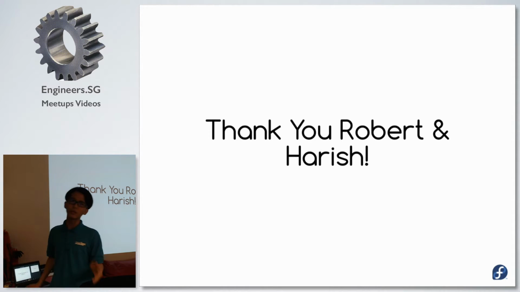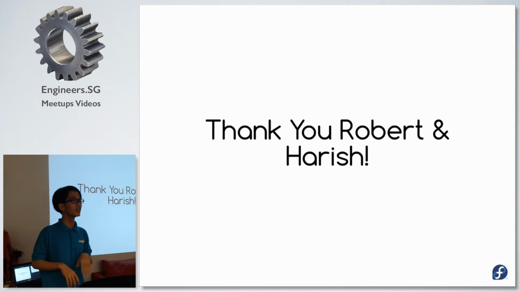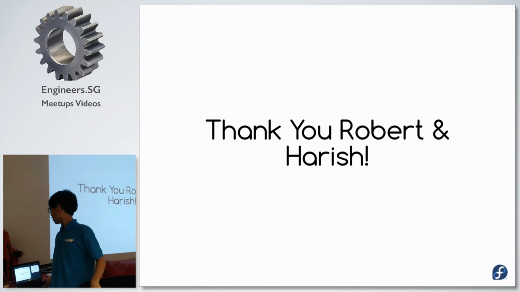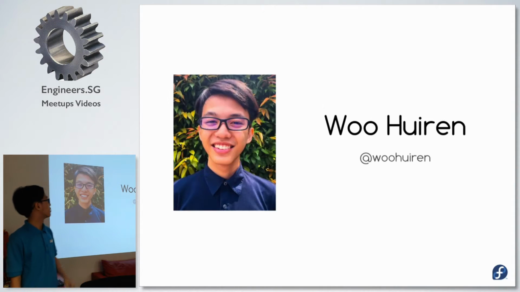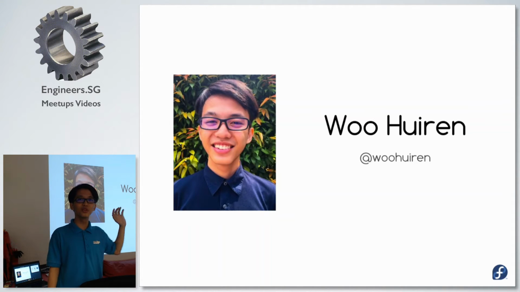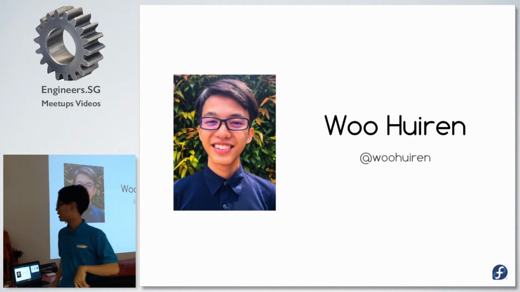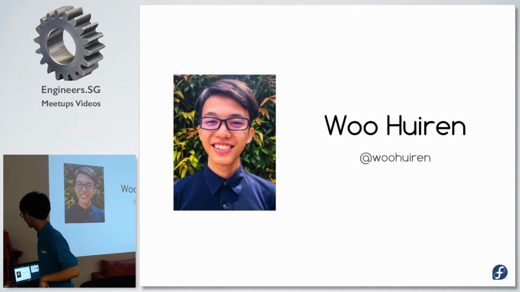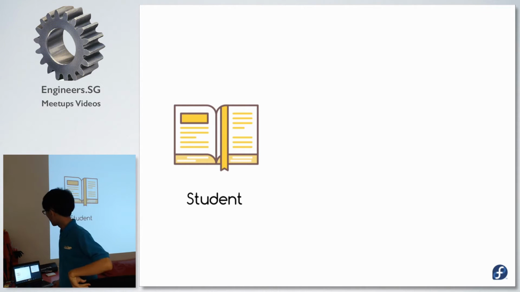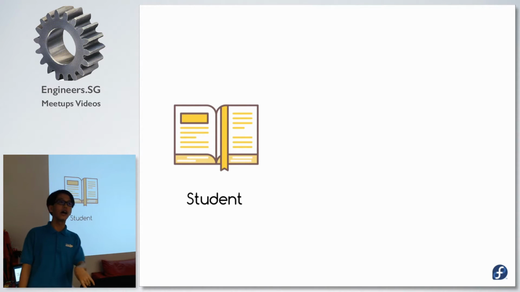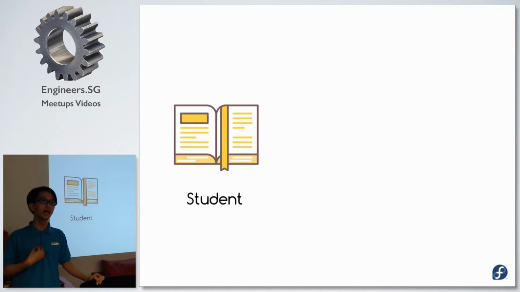Right now you might be thinking, who is this kid up here talking to you? Well, my name is Huiren. Last name is Wu. This photo looks a bit nicer than I am, but it's photoshopped. That's why, yeah. And yeah, Photoshop, not GIMP. I'm a student as well. There's a student here as well. He's from Temasek Poly. I'm from Ngee Ann Poly.